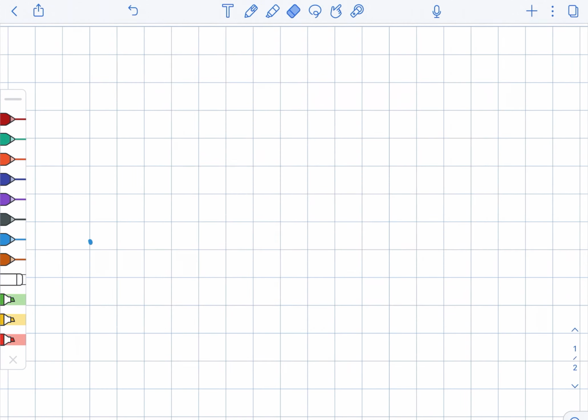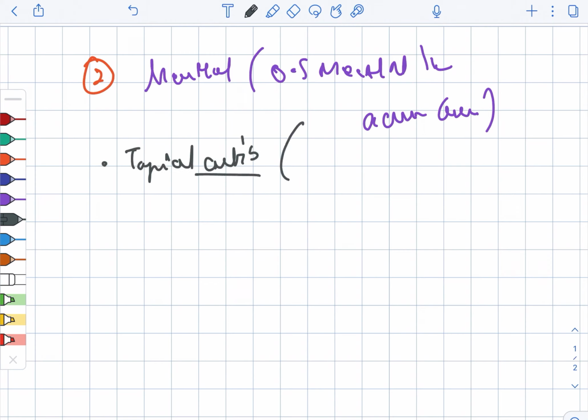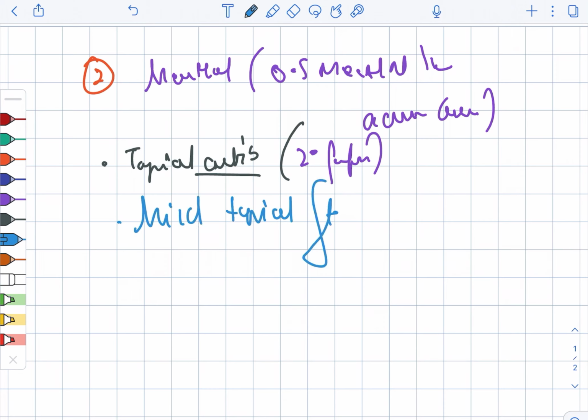Now we're coming to the second line of treatment. It is by administration of menthol. Menthol is nothing but 0.5% menthol in the aqueous cream. Next, what is seen is the topical antibiotics, and in case of secondary infection, then would be to administer mild topical steroids.